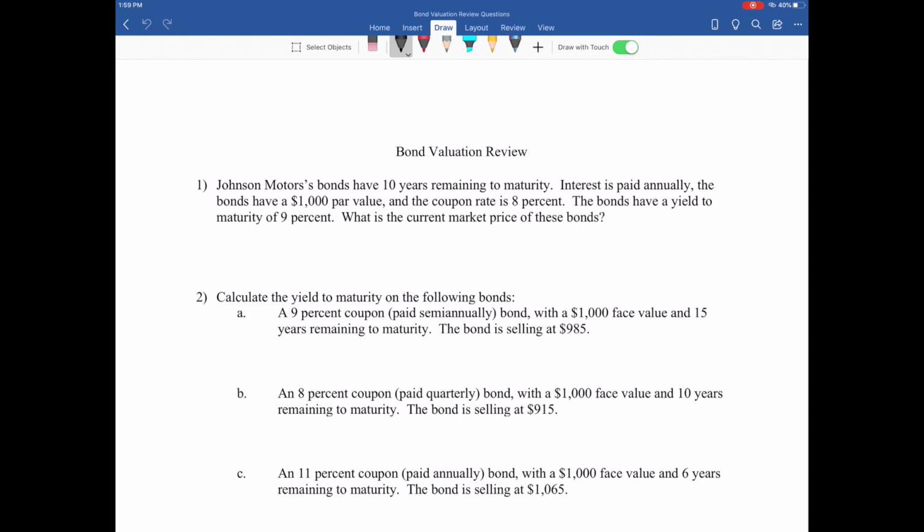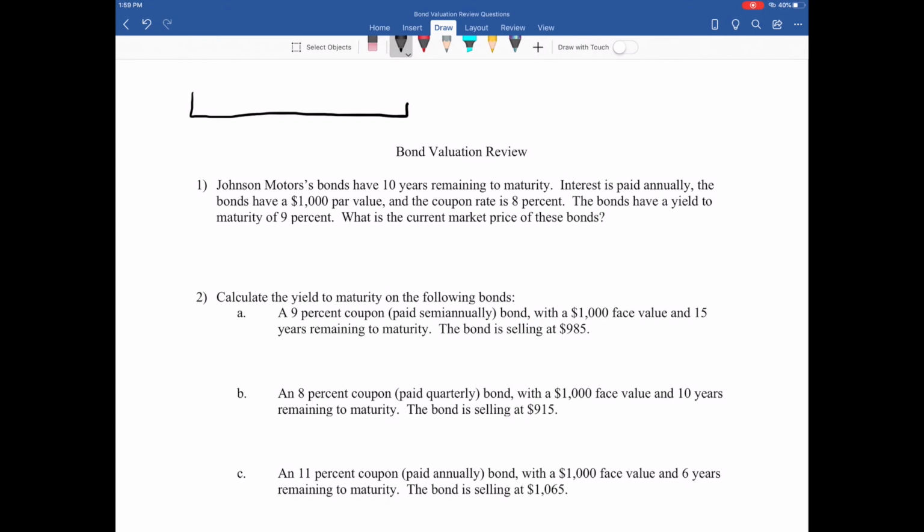So here in number one, we have bonds that have 10 years remaining until maturity. The interest is paid annually. The bonds have a $1,000 par value. Coupon rate is 8%. Yield to maturity of 9%. What is the current market price of these bonds? So I'll start this one off just by drawing a timeline to showcase what we're actually doing here.